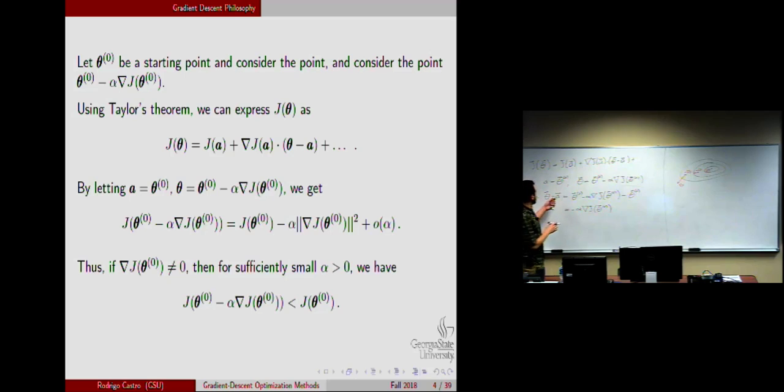Okay, so now we plug in this, this, and this in here, and that's how we get this expression. Oh, but let me do one more step. So we'll have that J evaluated at this other point will be equal to J.